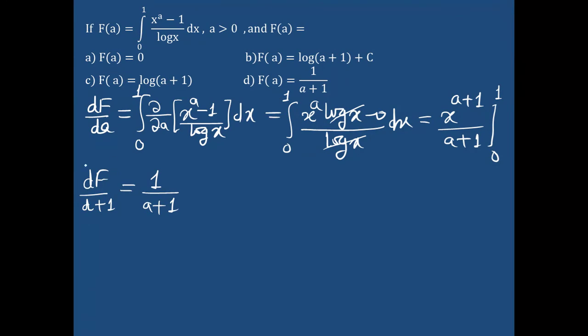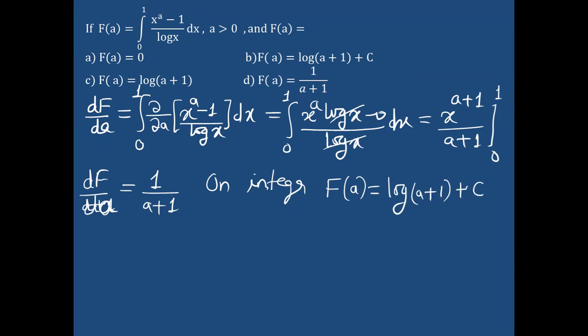Now what we want to obtain here is the value of a. So after getting the derivative, we will integrate this. On integrating, the integration of this derivative is the function itself. So we have f of a is equal to, what is the integration of 1 upon a plus 1? Definitely integration is with respect to a. That is log of a plus 1 plus constant of integration. So this is our first equation, right? And this is the second equation.